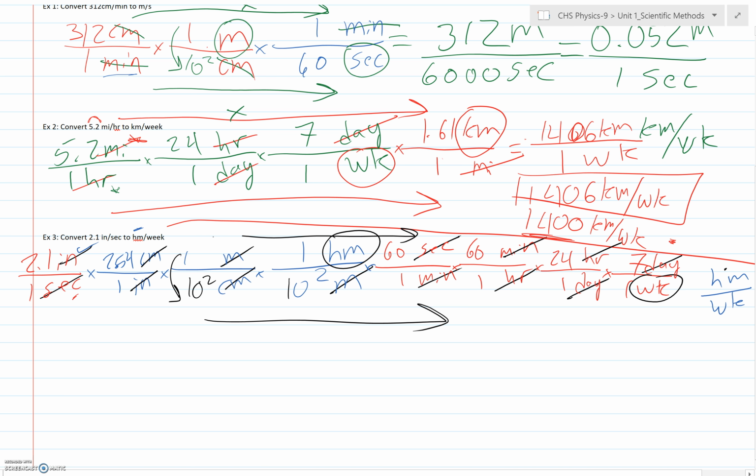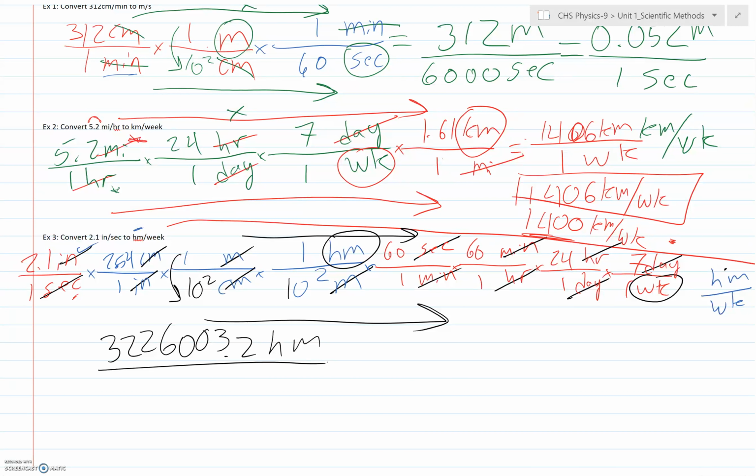Okay. If I multiply everything on the top, I end up with 3226003.2 hectometers. And on the bottom, I end up with 10 to the 4th or 10,000 weeks. And I divide those out, I end up with 322.6 hectometers per week, or over 1 week.